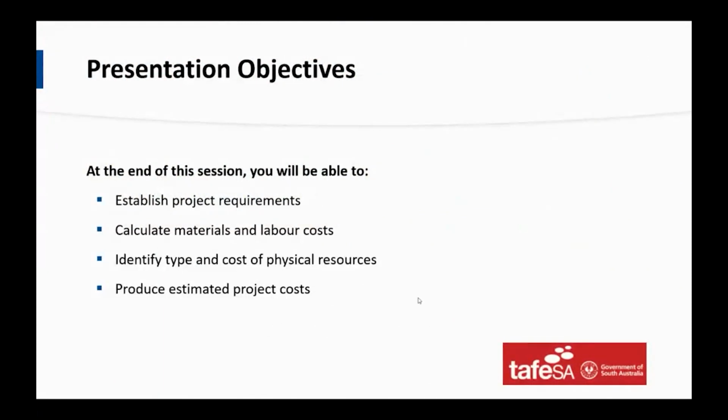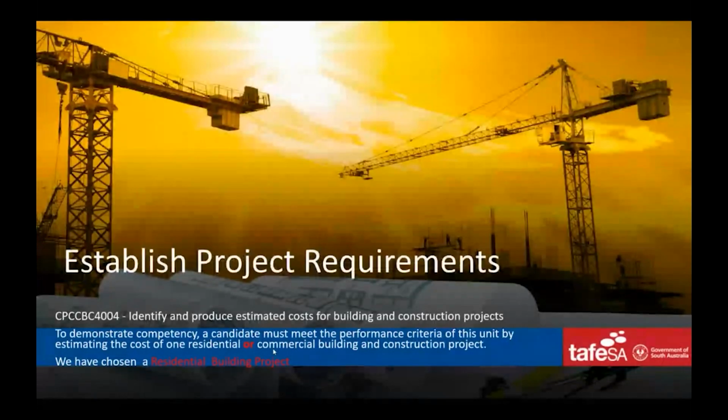So what we should have at the end of this session is understand what establishing project requirements actually is, how we would calculate the materials and labour cost, identify the type and cost of physical resources, and the final dot point, produce estimated project costs. So if we don't actually work out what the project is, how are we ever going to work out all the material we need for that?